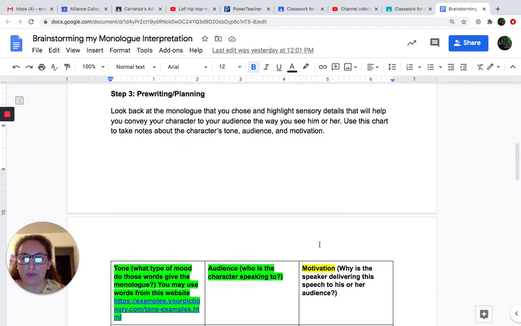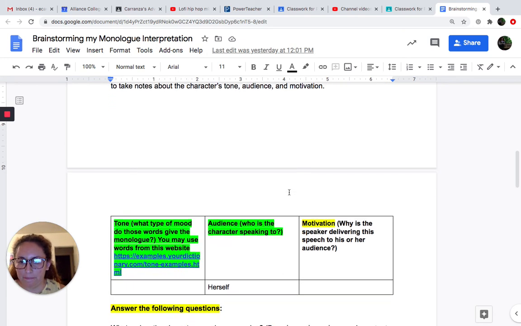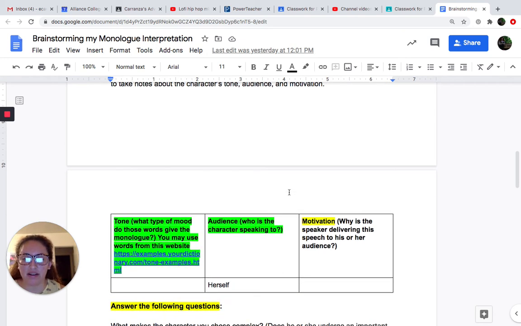And then step 3, you're going to look back at your monologue, highlight any sensory details that you find to help you convey the character to your audience or how the audience sees her. And then you could write the words here if you find anything you could see, hear, smell, taste, etc.